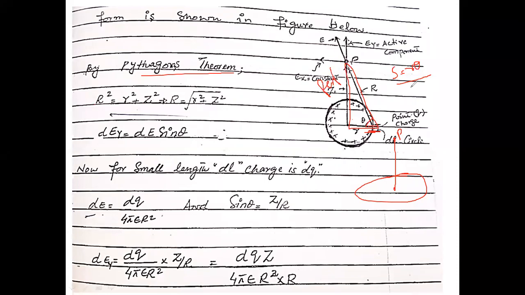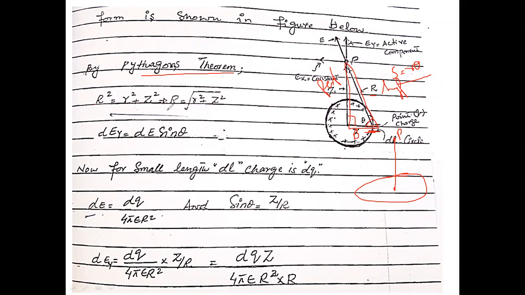And this portion is the hypotenuse. And this is the base, this small r. This small r is actually the radius of the circle, z is the height from the center to the point of observation, and R is the distance between the charge and this source charge. So hypotenuse means R square is equal to small r radius square plus height z square. So R is equal to the square root of r square plus z square.